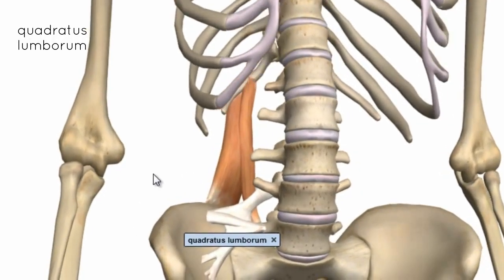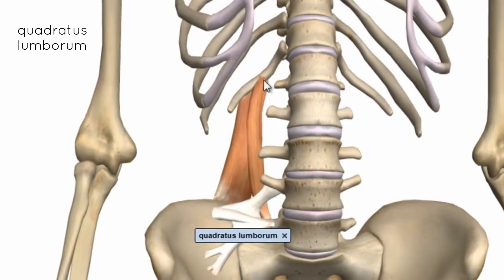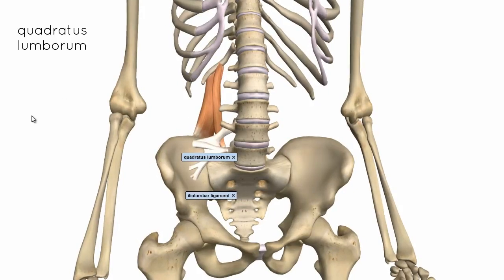It's not shown very clearly on this model, but the quadratus lumborum muscle actually inserts onto the transverse processes of lumbar vertebrae L1 to L4, so it inserts here, here, here and here, as well as the inferior margin of the 12th rib. This muscle can laterally flex the spine, and it can also depress the rib. It's innervated by the anterior rami of T12 and L1 to L4 spinal nerves.